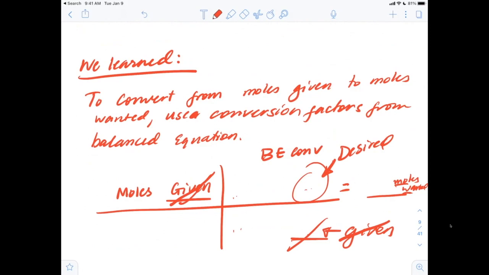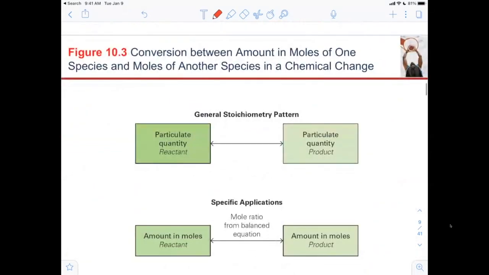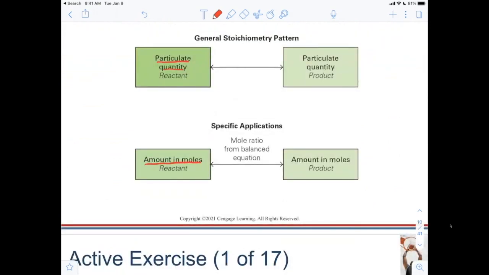Okay, so y'all saw how I worked it out. So moving on. Oh, they kind of give that to you over here. Only they use the term particulate quantity. We're just going to be doing ours in moles. Amount in moles of the reactant, mole ratio from the balanced equation. I call this BE. You'll see later on why I call it BE, because I like to do a review of the process. Amount in moles of the reactant, amount in moles of the product. And do you see this double-headed arrow? This means you could be going from left to right or from right to left.